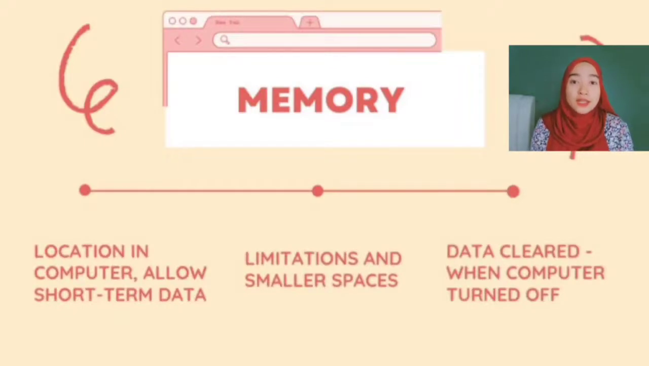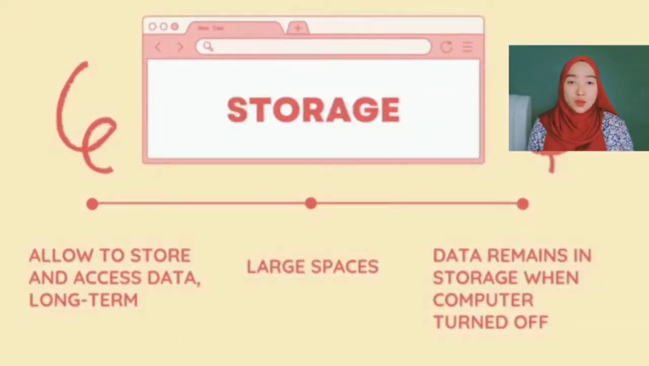Memory is a location in the computer that allows for short-term data, while storage allows us to store and access the data for a long term. Memory has limitations and smaller space to store data, and the data in memory will be cleared when the computer is turned off, while storage has a large space for storing data, and data in storage will remain intact and unchanged no matter how many times the computer is turned off.